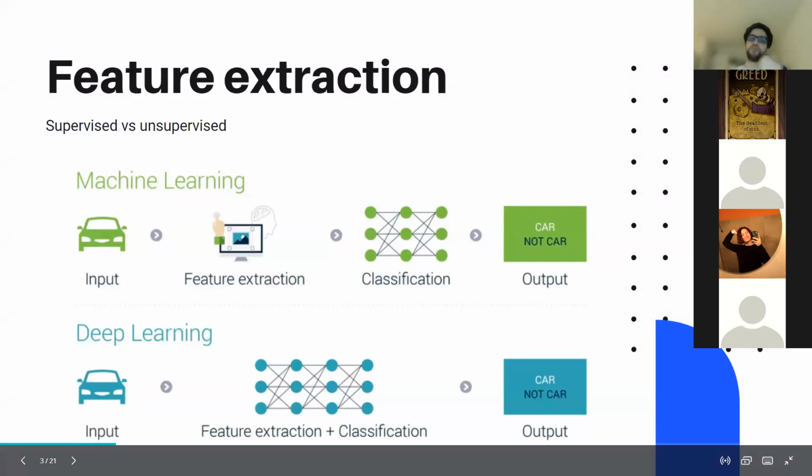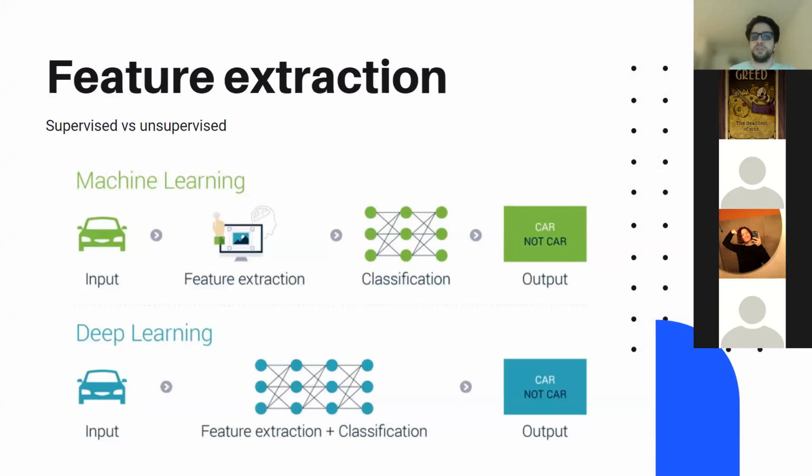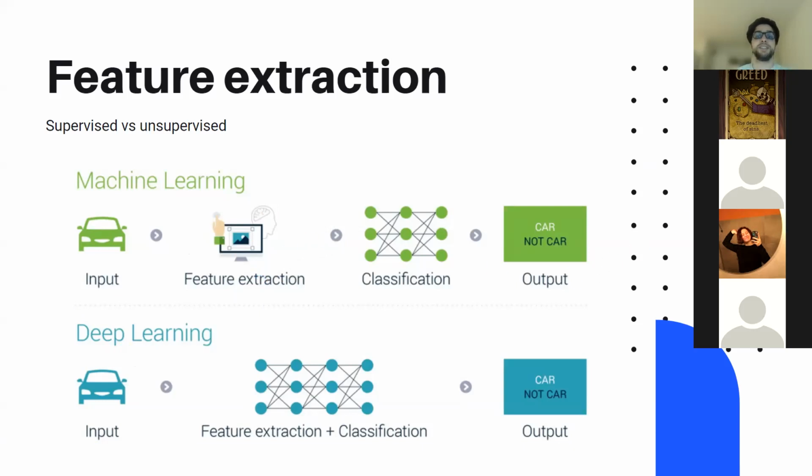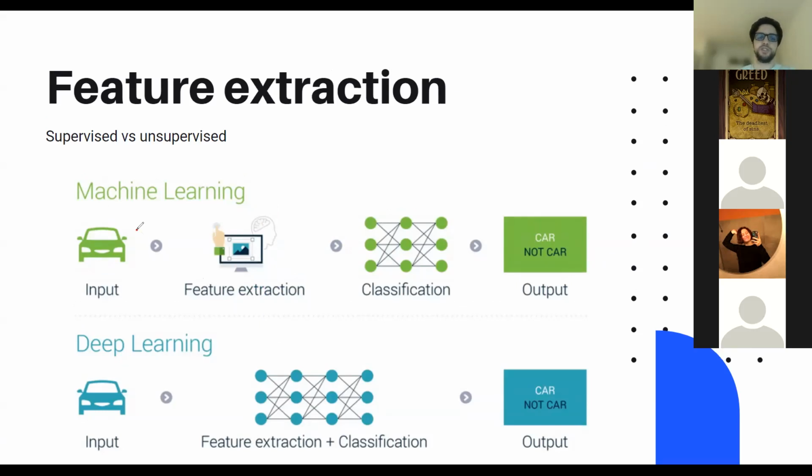So previously, before deep learning, what we were doing is taking an image, extracting features from that image, and then sending them for classification. Can somebody tell me what are the techniques that human beings used for feature extraction before deep learning?